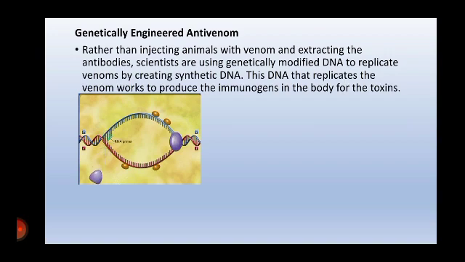Next is genetically engineered antivenom. Rather than injecting animals with venoms and extracting the antibodies, scientists are using genetically modified DNA to replicate venoms by creating synthetic DNA. DNA that replicates the venom works to produce the immunogens in the body for the toxins.